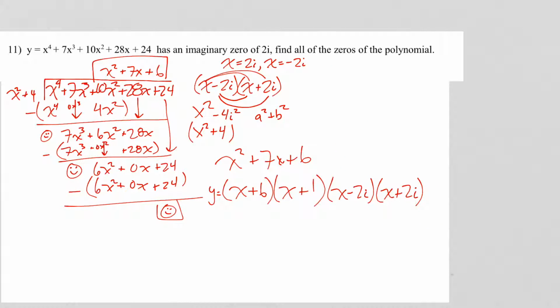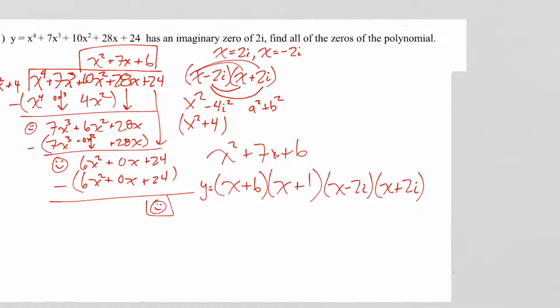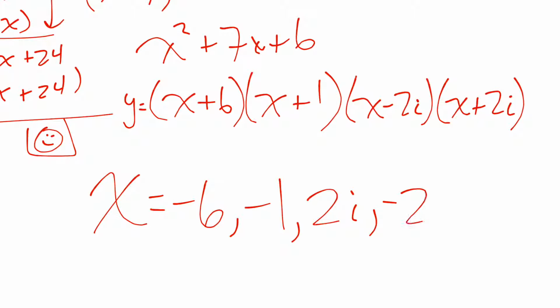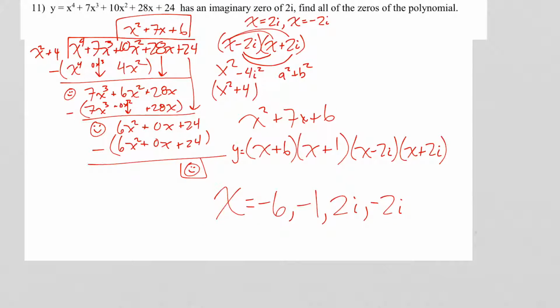And I haven't answered the question, because it says find all the zeros of the polynomial. So my zeros are x equals negative 6, negative 1, 2i, and negative 2i. Don't forget the imaginary ones because they're real.